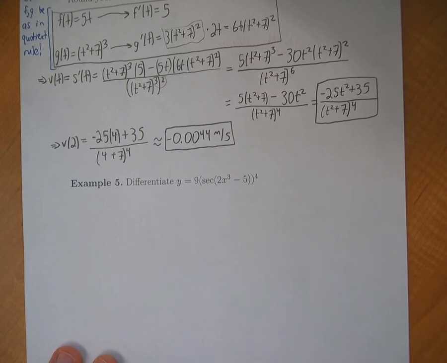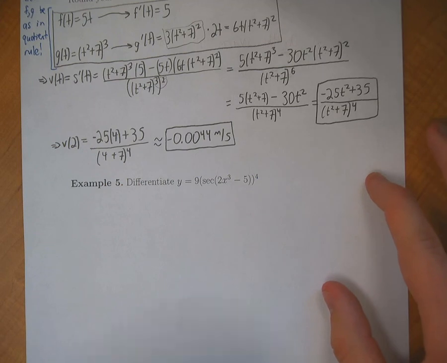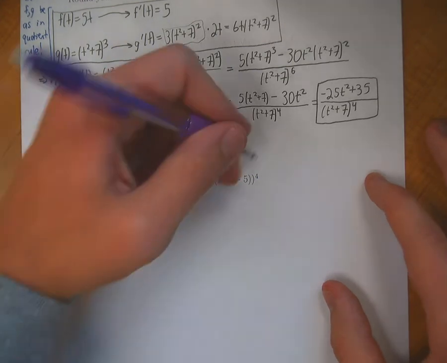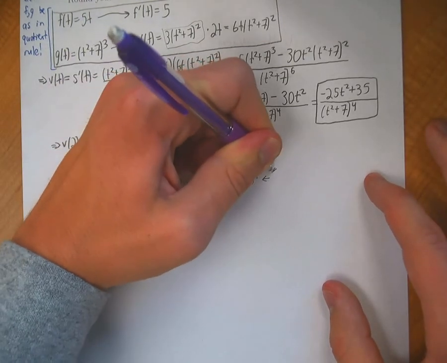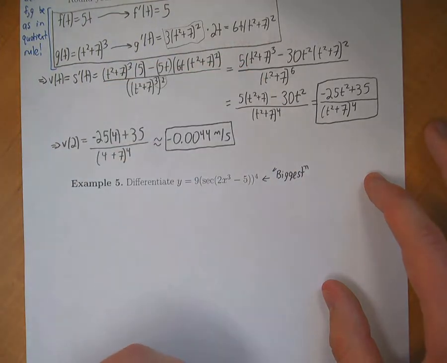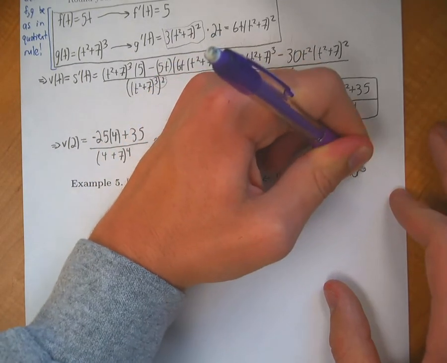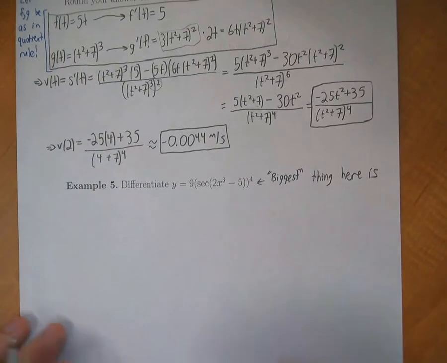Now let's take a look at example 5. In this case, we're coming back full circle to our warm-up problem. We're asked to differentiate y equals 9 times secant to the 4th of 2x cubed minus 5. Taking motivation from all the examples we've been doing up until this point, let's take a look at what the biggest thing here is. What would be the biggest thing happening here?